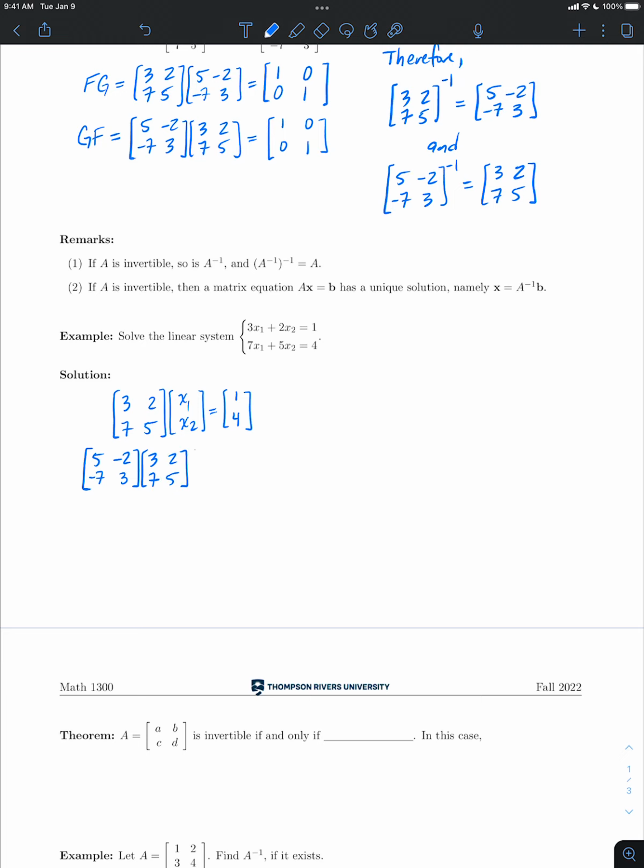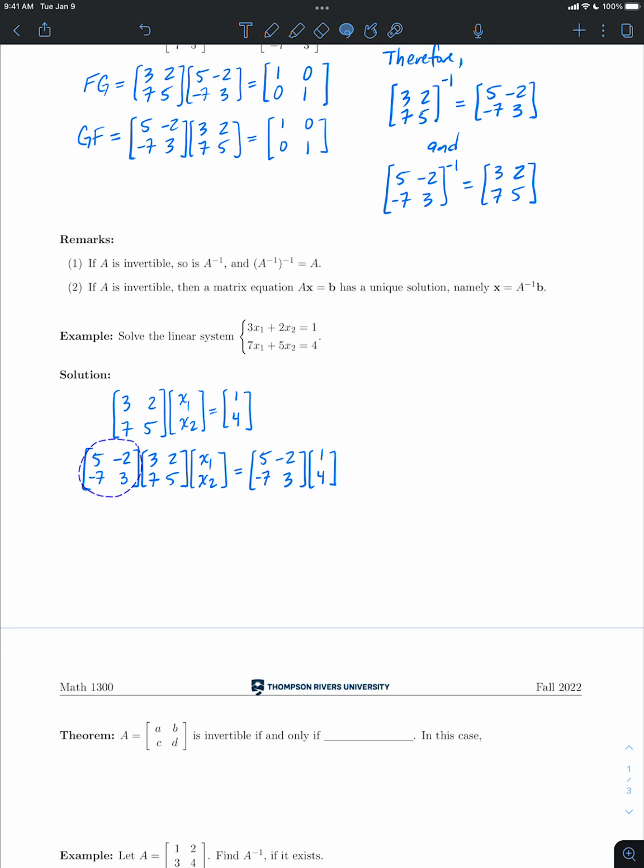So that's what we're going to get on the left-hand side, but of course we also have to now do this on the right-hand side as well. So we'll have 5, -2, -7, 3, multiplied by our constant column. Notice something here.